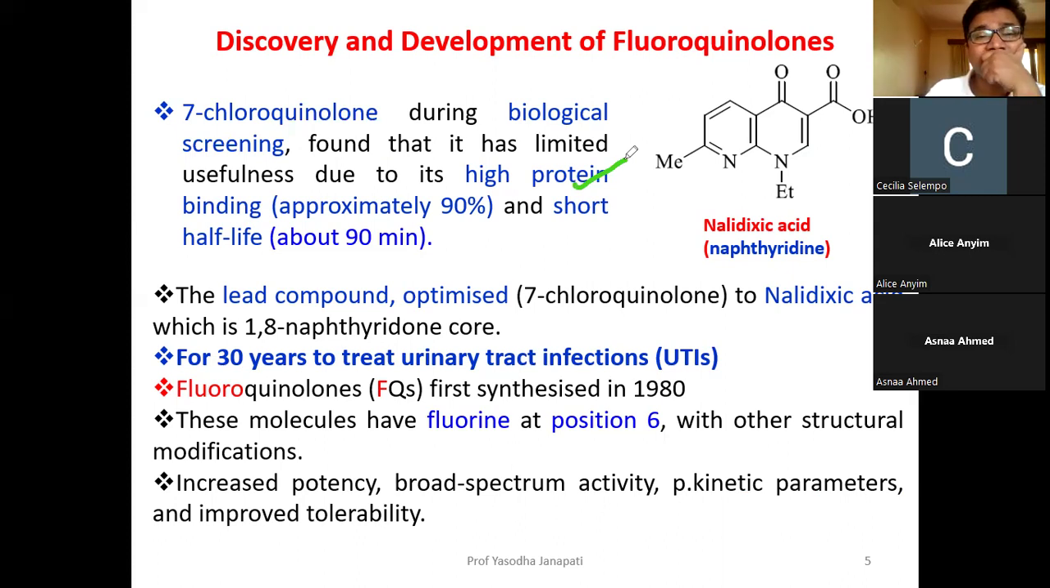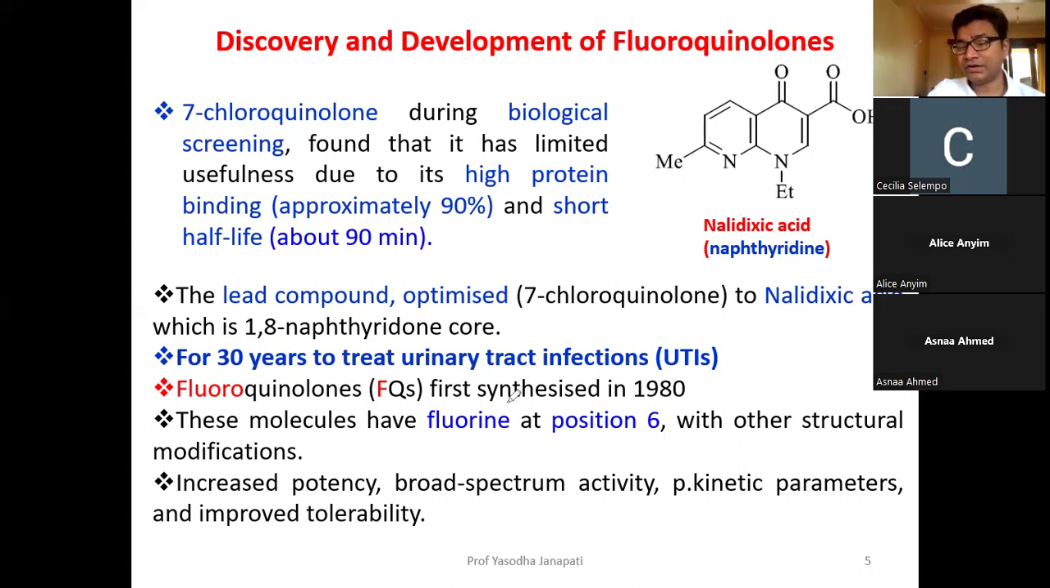Clear? And approximately, the protein binding is 90%. So 7-chloroquinoline acted as a lead molecule. To minimize this, what they did is that the lead compound was optimized to nalidixic acid, which is 1,8-naphthyridine 4-one. Here, this is the nalidixic acid which we told, which has the naphthyridine nucleus.